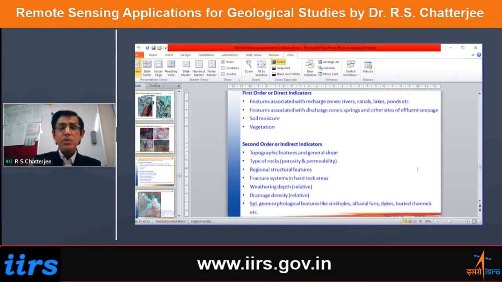Now, second order indicators are topographic features, or the slope of the terrain, then the type of the rocks, essentially the hydrogeological properties like porosity and permeability of the rocks, then the regional structural features, then the fracture systems in the hard rock areas, then weathering depth, drainage density, and any kind of special geomorphological features like sinkholes that occur in karst topography, limestone terrain, or an alluvial fan, an oxbow lake, as we have seen in the previous slide, dikes, lineaments, buried channels. So those features are very, very important to interpret where the groundwater prospect is high.